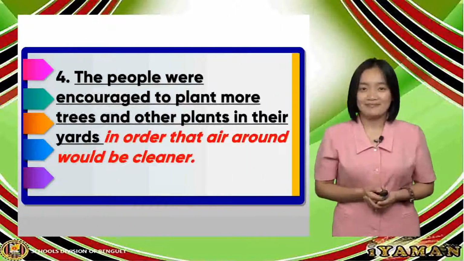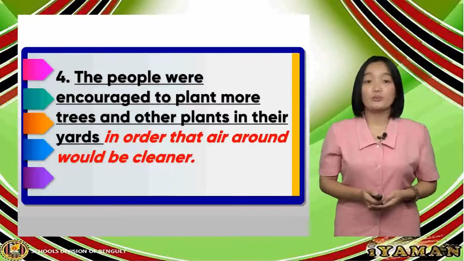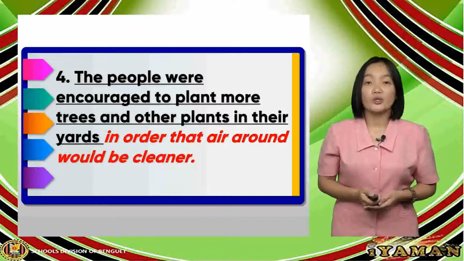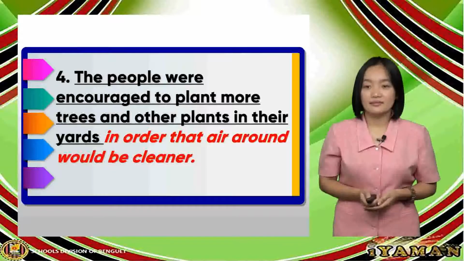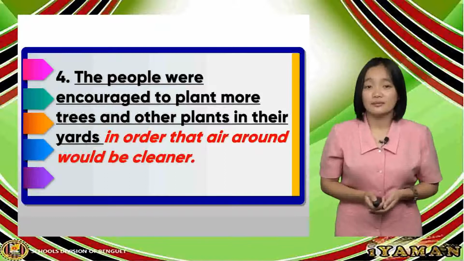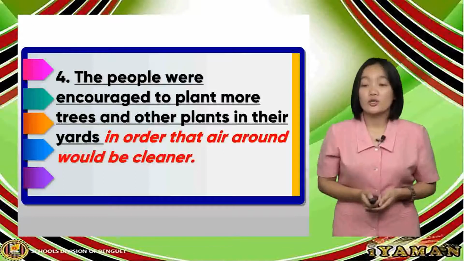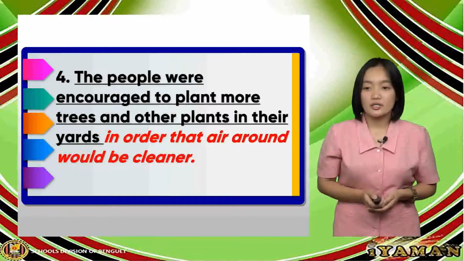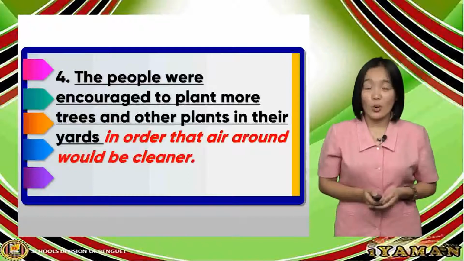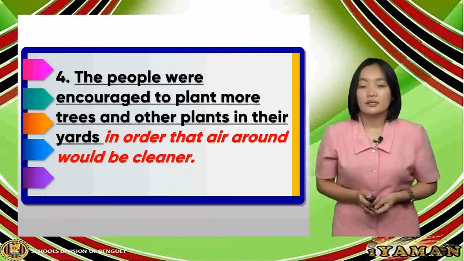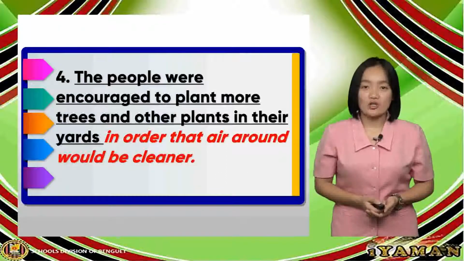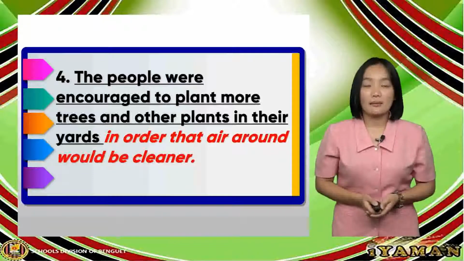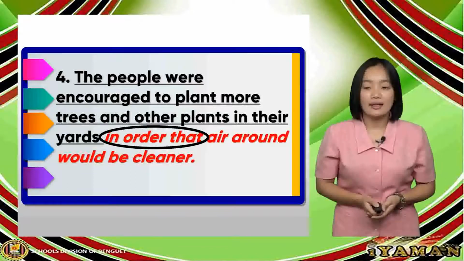Another example. The people were encouraged to plant more trees and other plants in their yards in order that air around would be cleaner. Again, what clause shows the problem? What clause shows the solution? In this sentence, what clause comes first? Is it the dependent clause or the independent clause? What subordinating conjunction did we use to combine the two ideas? In this example, we used in order that.